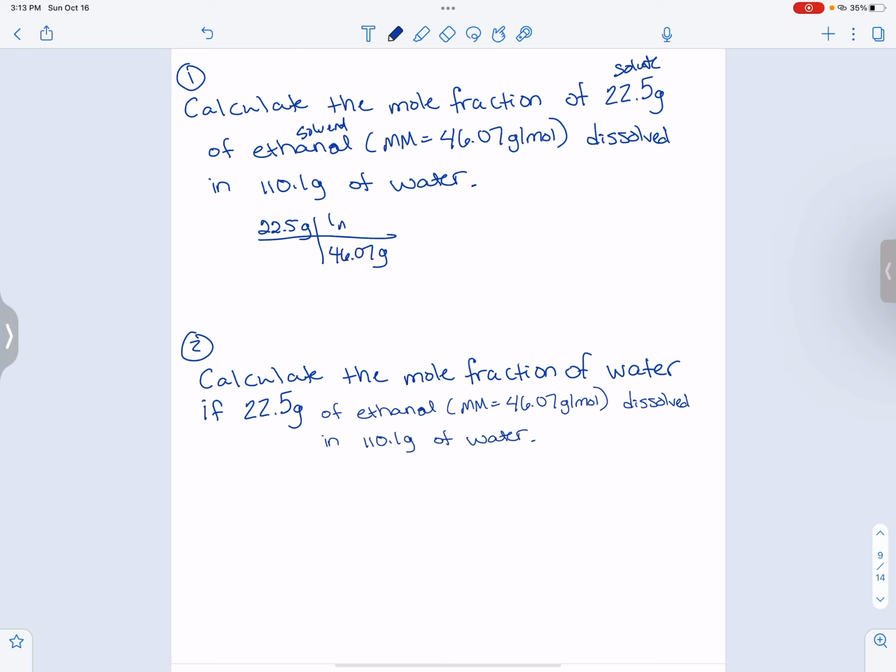46.07 grams in 1 mole. That's going to give me moles of ethanol. And then I'm going to take 110.1 grams of water and 18.02 grams in 1 mole. And that's going to give me my moles of water. And then when I add them together, it will give me my moles of solution. And I can use that to answer both problems.